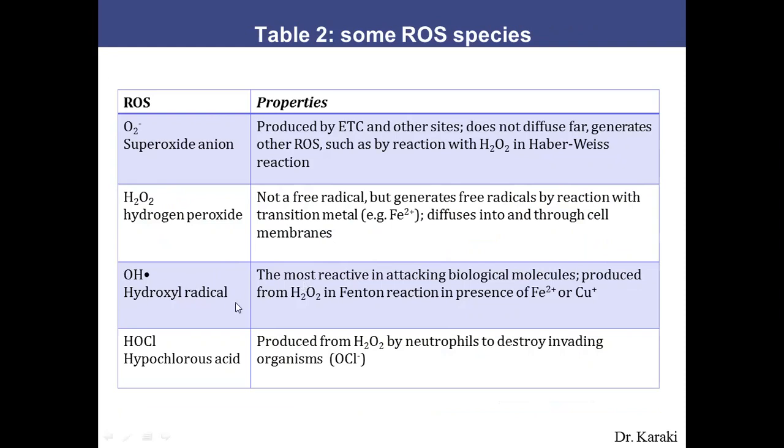And we said that we can obtain the hydroxyl radical by two non-enzymatic reactions. What are they? The Fenton reaction and the Haber-Weiss reaction. Now, for the hypochlorous acid, this is a reactive oxygen species that's produced from H2O2, the hydrogen peroxide, by neutrophils to destroy invading organisms.